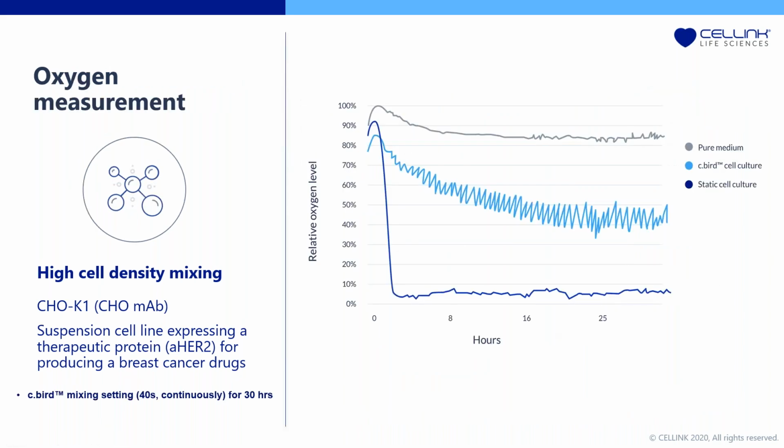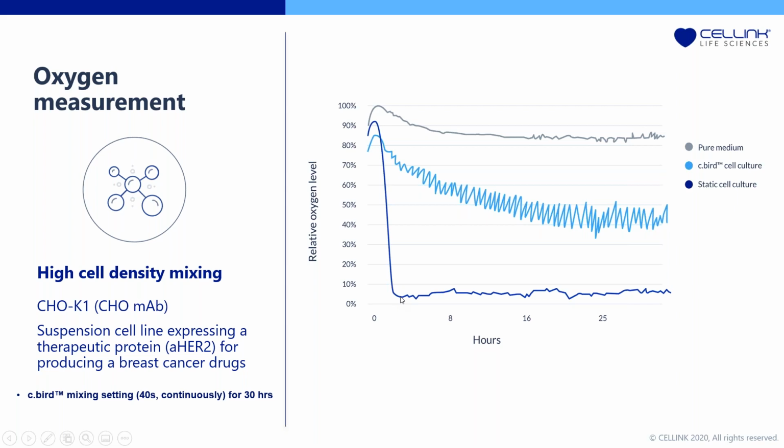And we also measure the oxygen volume at the bottom of the well. The data shows that the SIBR condition increases oxygen level at the bottom of the well. As you can see in the figure, the gray curve is only pure media without any cells inside, and the dark blue curve is steady cell culture. You can see the oxygen level dropping very quickly after 2 hours of the culture.